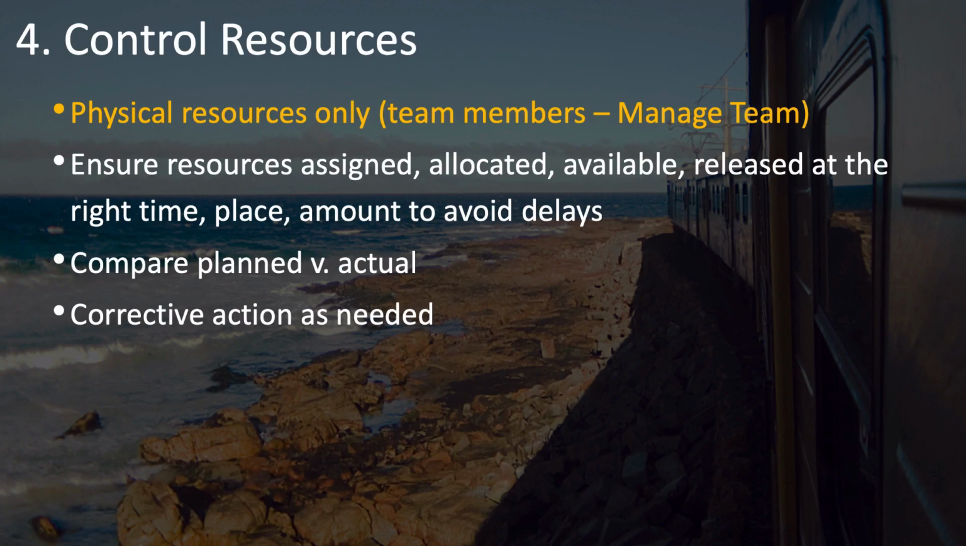It ensures that your resources are assigned as they should be, they're allocated and available when they need to be, and when you're done with them, they're released at the right time and place in order to avoid delays. Control resources also measures planned versus actual when it comes to costs and schedule and so on, and takes corrective action as needed.